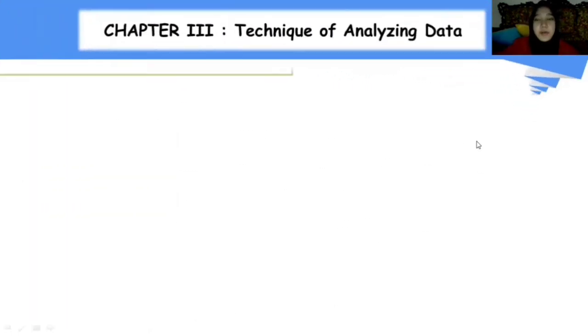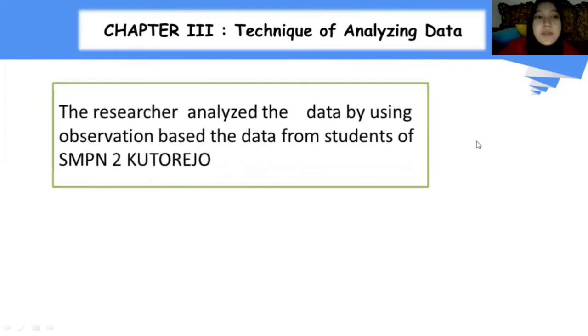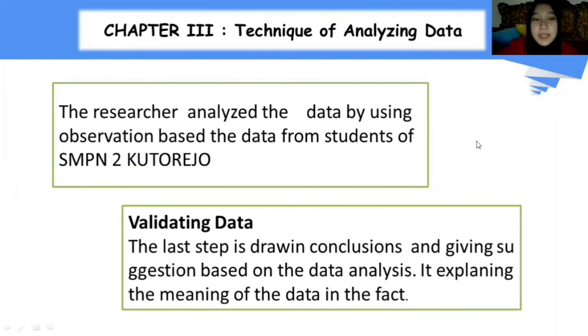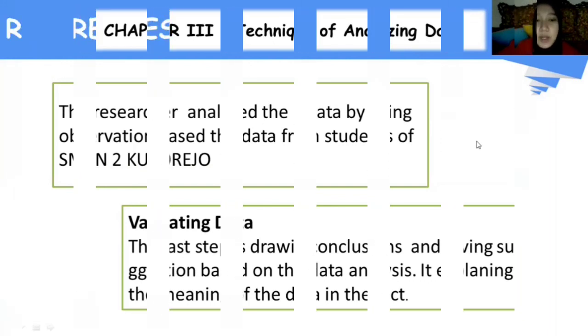And then the technique of analyzing data. The first is that the researcher analyzes the data by using observation based on the data from students of SMPN 2 Kutarjo. And then validating the data. The last step is drawing conclusions and giving suggestions based on the data analysis, explaining the meaning of the data.